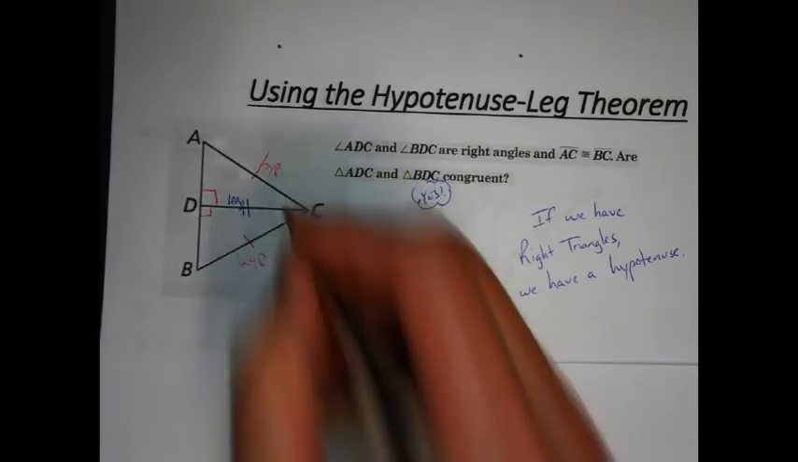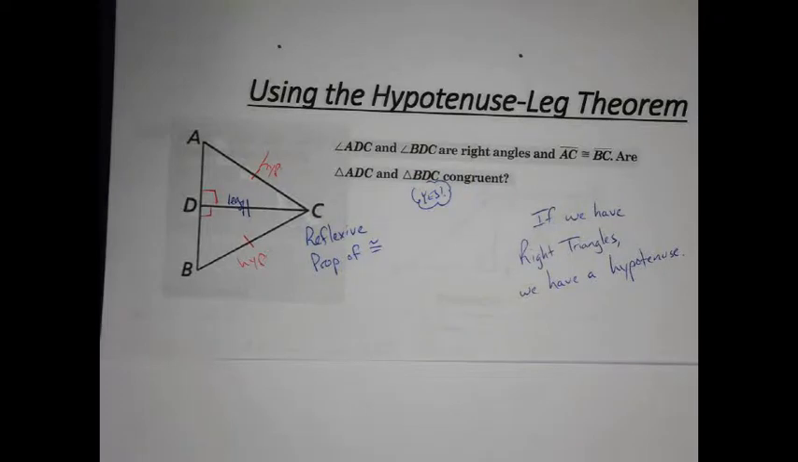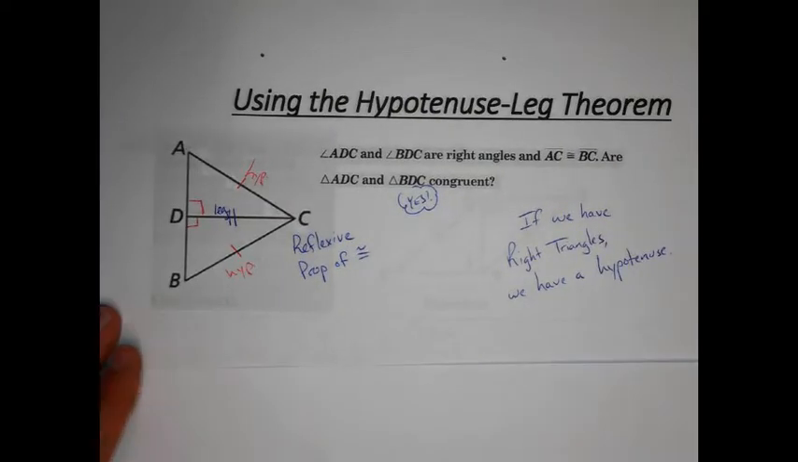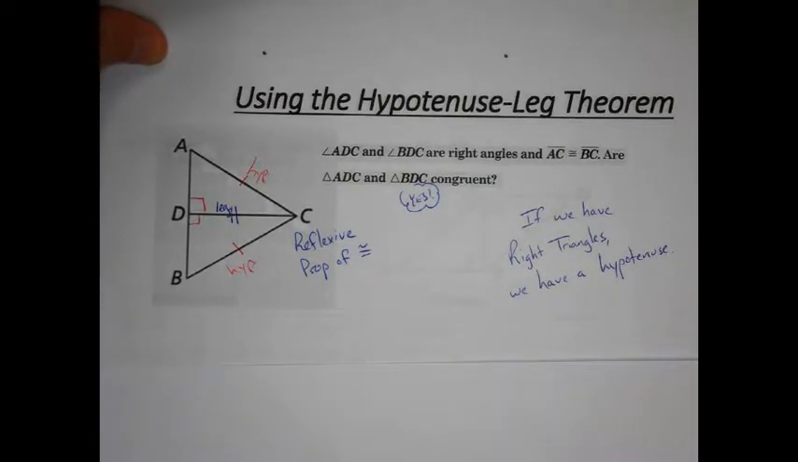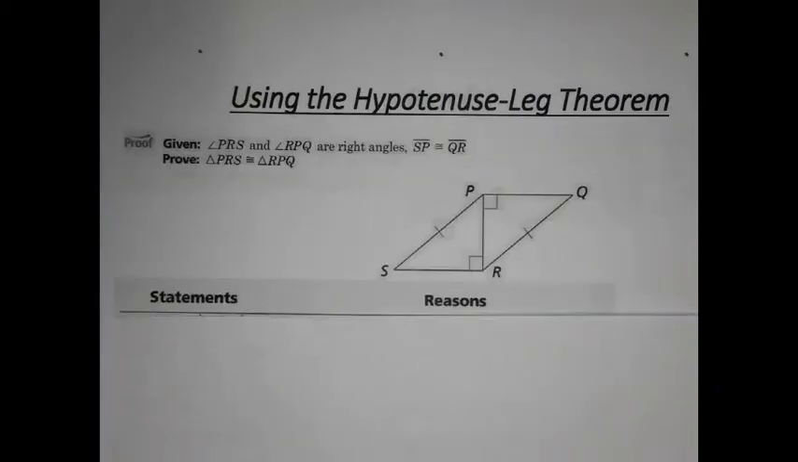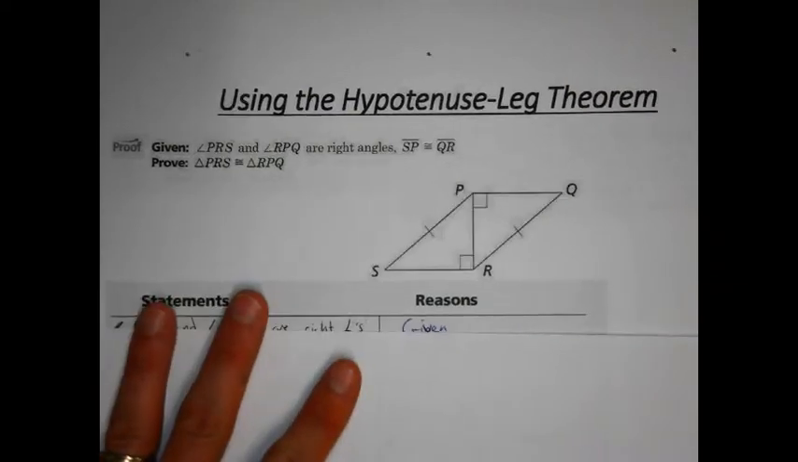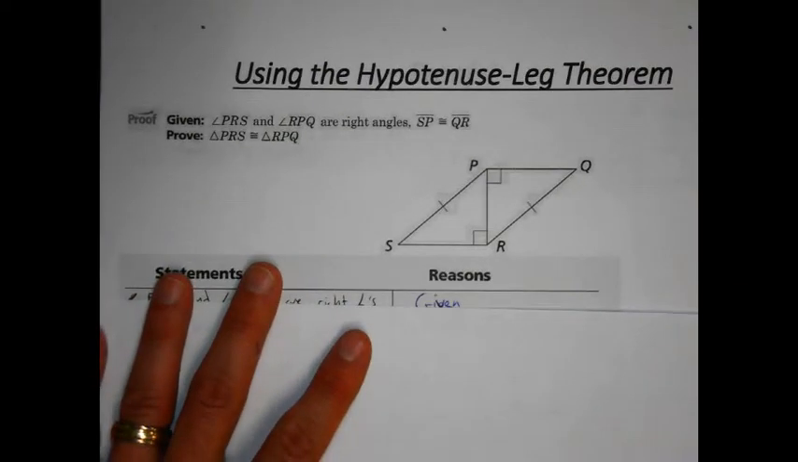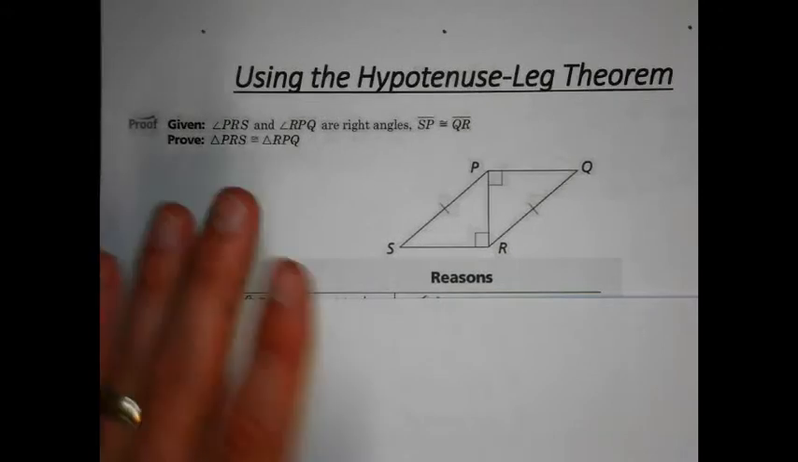Okay, so we have to know our way around a right triangle, knowing that the hypotenuse is the side opposite the right angle. So that's the use of the hypotenuse leg theorem. The rest is proofs. Whee! Now let's get into it, boys and girls. All right, let's jump in. So we're going to use the hypotenuse leg theorem.